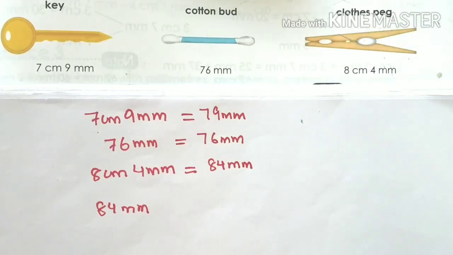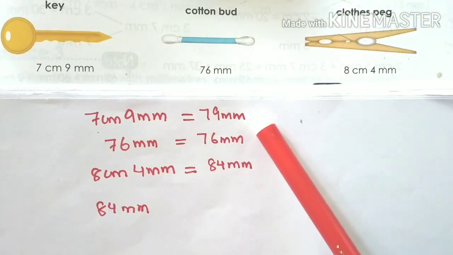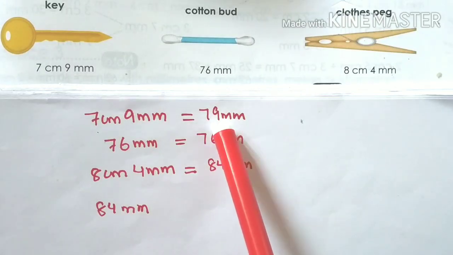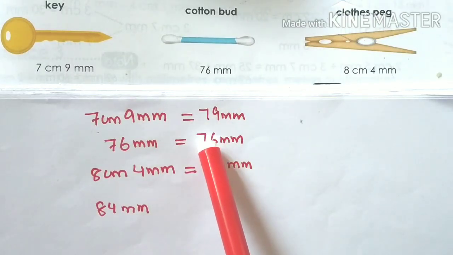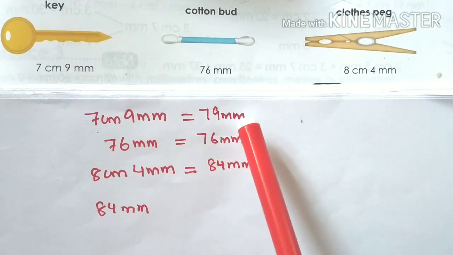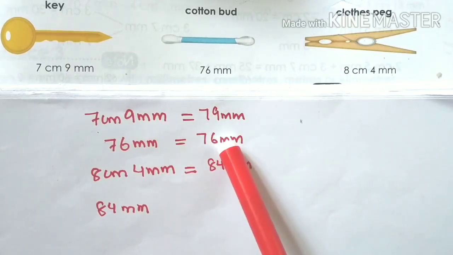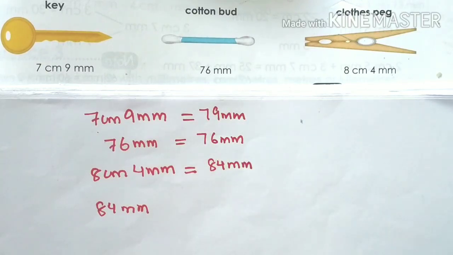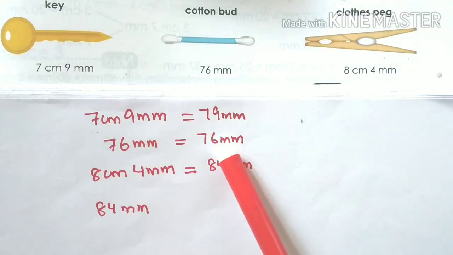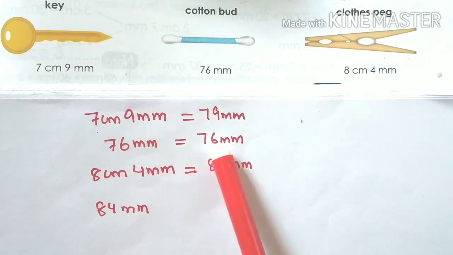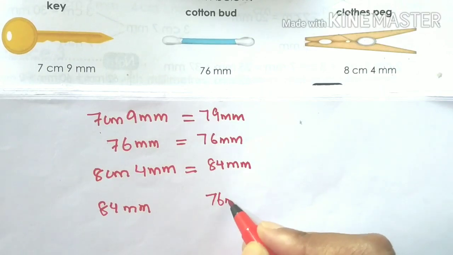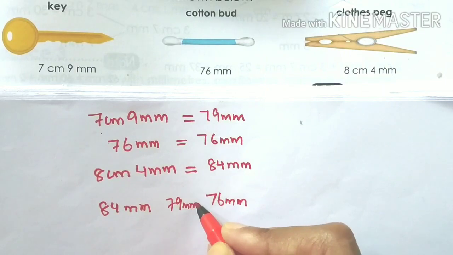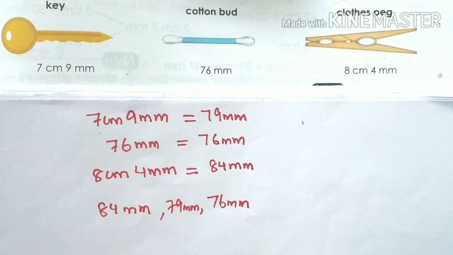Now we will compare the lengths of the key and the cotton bud. Now both have 7 in their tens place. So we will compare their ones place. That is, we will compare 9 and 6. Now since 6 is smaller than 9, 76 millimeters is the smallest and 79 millimeters is greater than 76 millimeters.